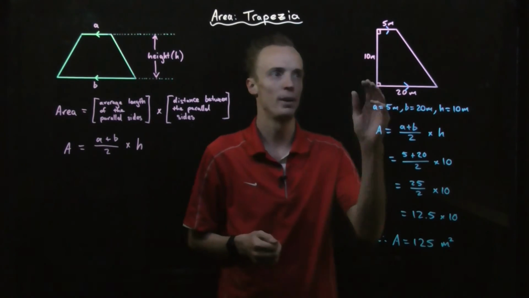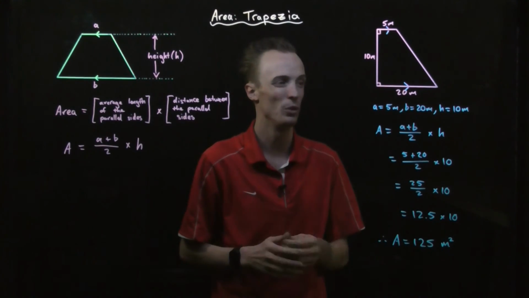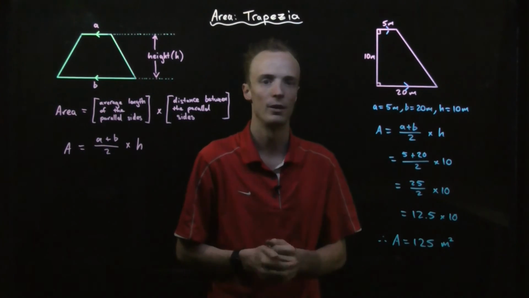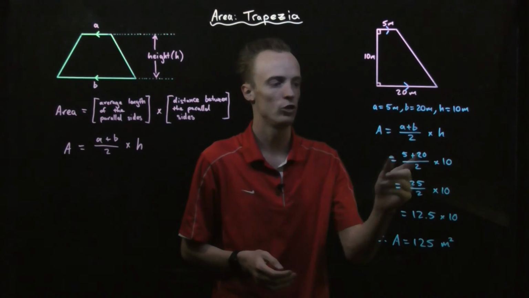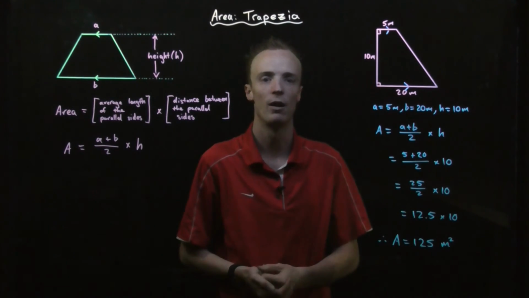Now, if we're ever given a trapezium, to solve it, we first need to identify the information that we have and ensure that it's in the same units. After we've done that, we write down the area formula for our trapezia and we substitute the values into our formula and solve that till we find the area of the trapezia.